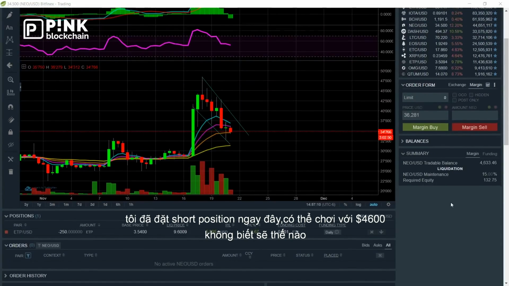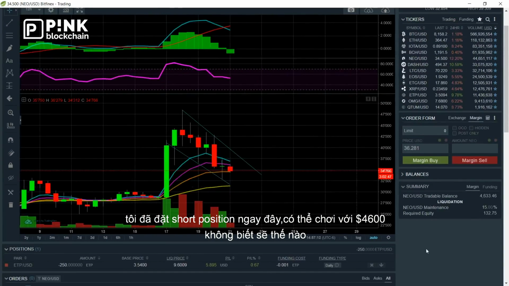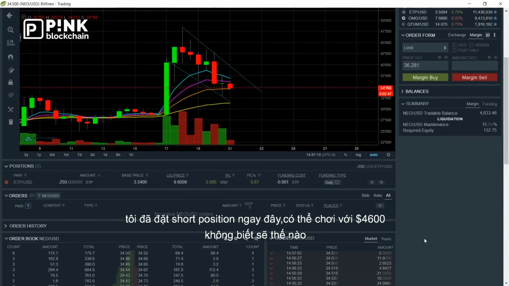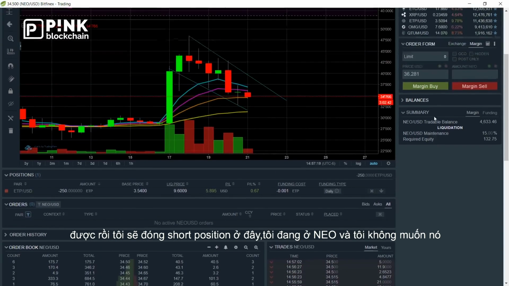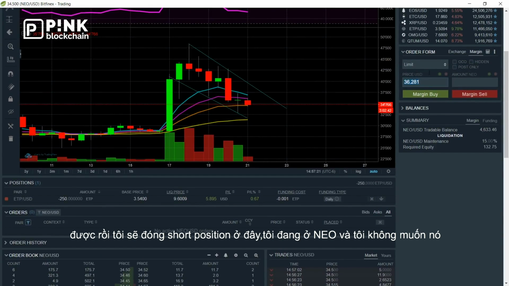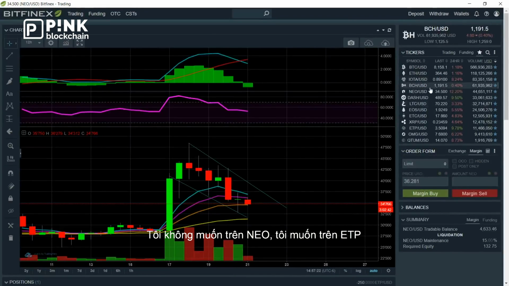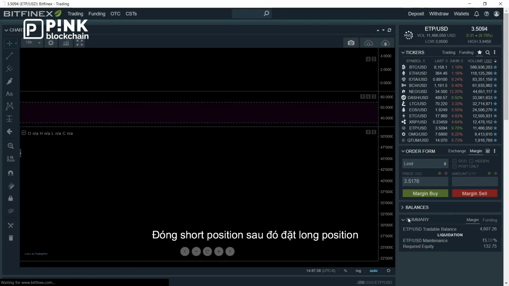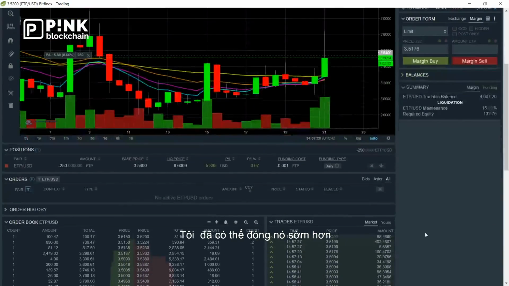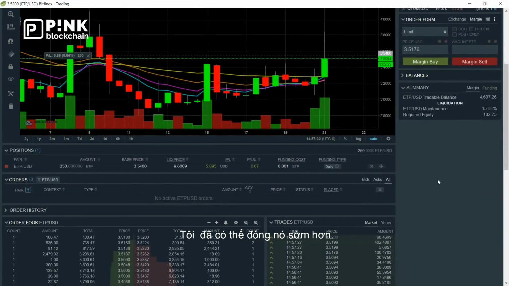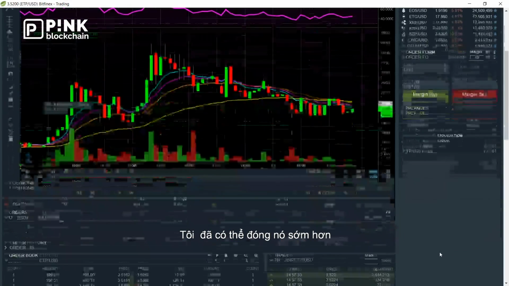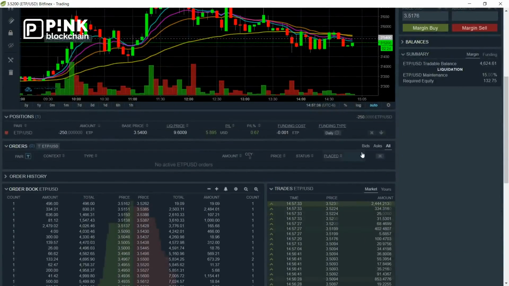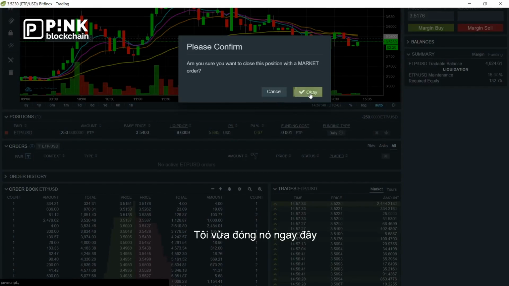Okay, I apparently entered a short position right here. I got a level, I don't know, I can play with 4600. I have no idea that I entered a short position. Okay, I guess I'll close my short position right here in front of you guys. I'm on Neo right now. I don't want to be on Neo. I want to be on ETP, close my short position, and then go into a long position. Okay. Oh, I could have closed it way earlier as well. I'll just close it right now.